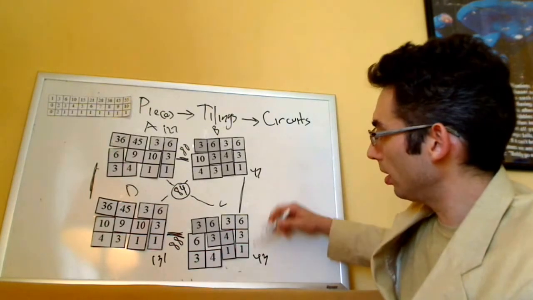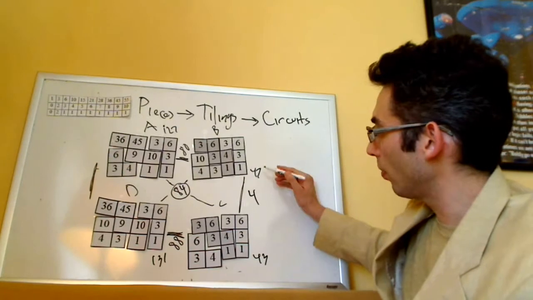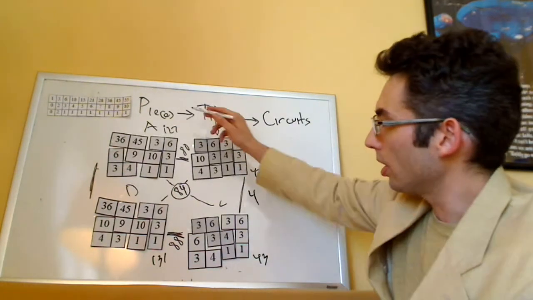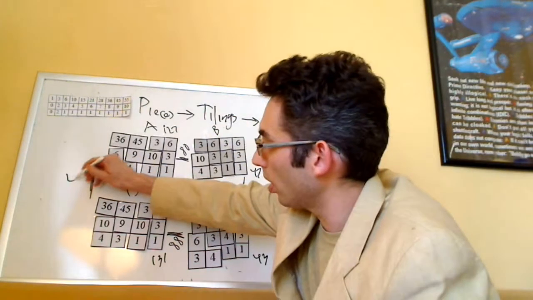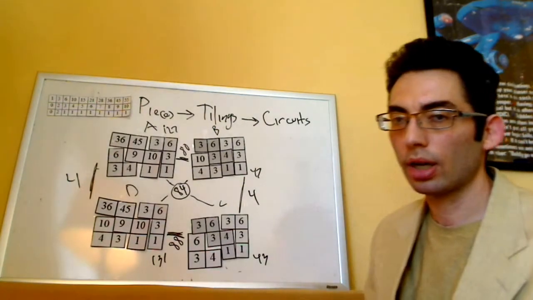that BC is the same as AD, and the difference between 47 and 43 is 4. The difference between A and D is also 4. So that completes the circuit.